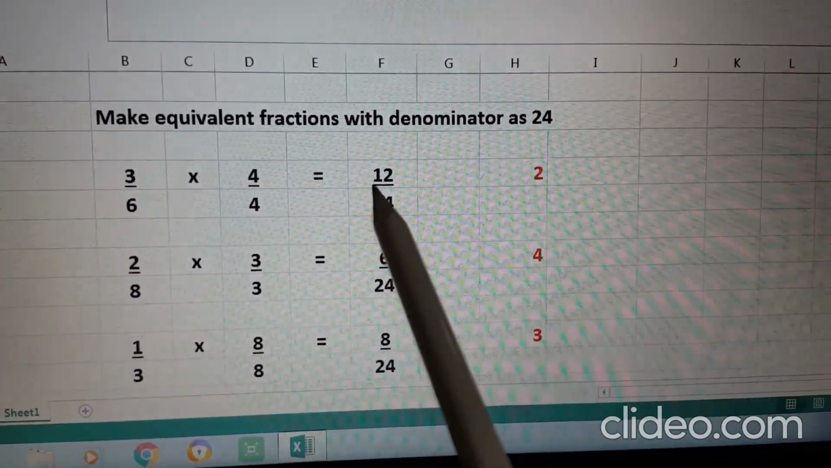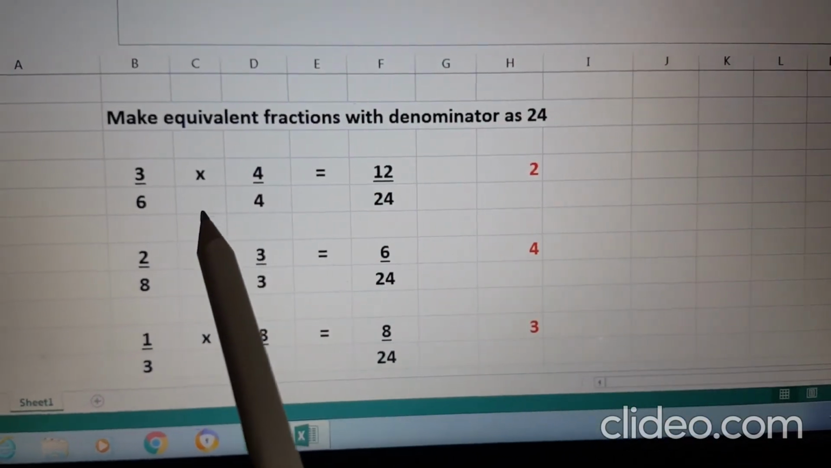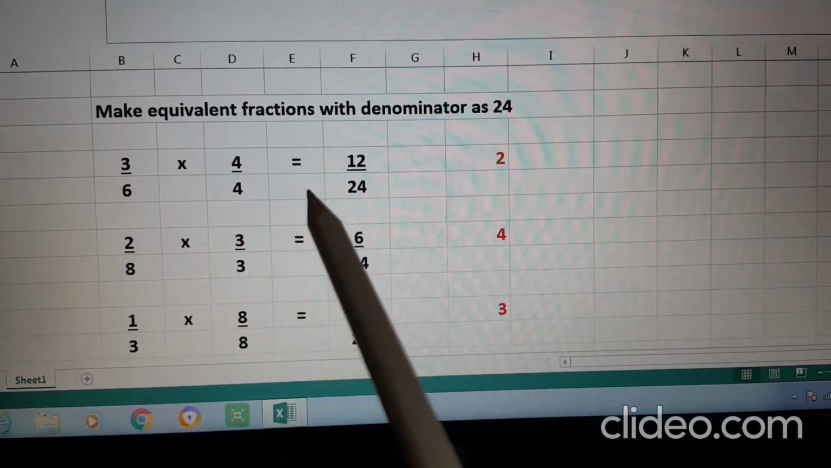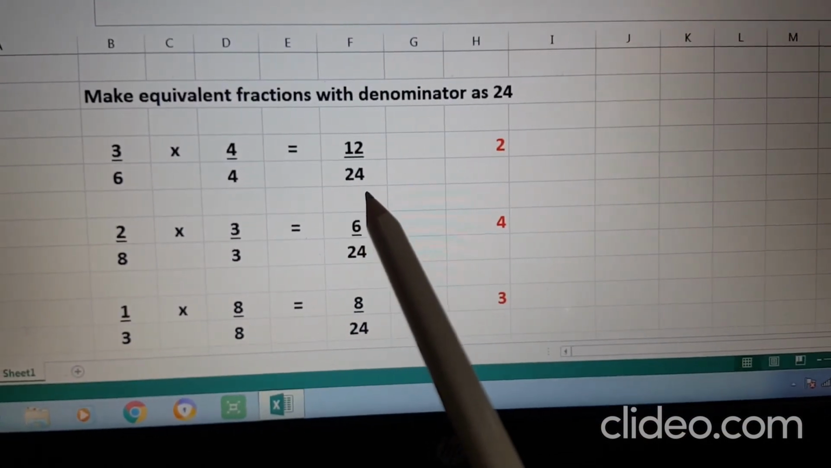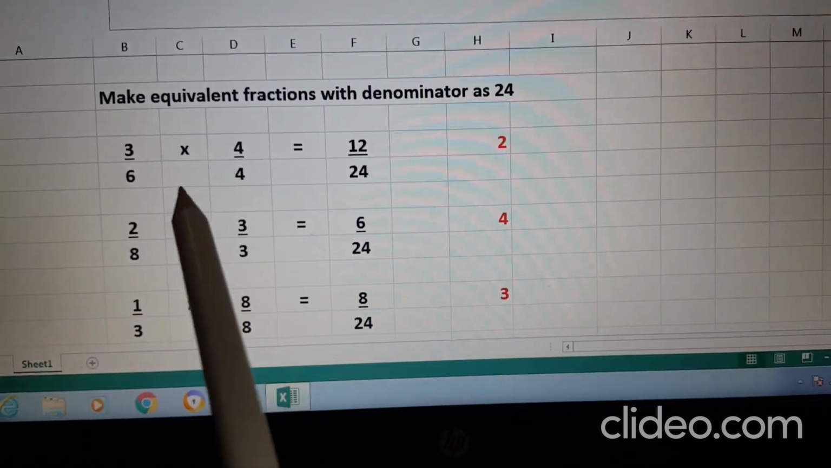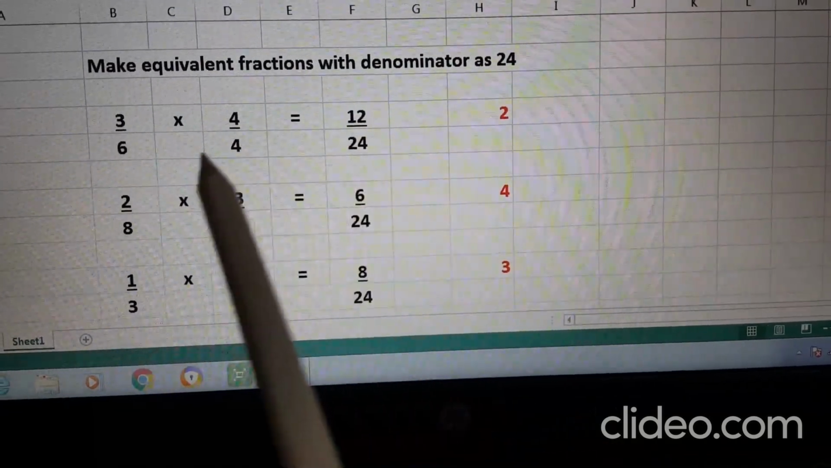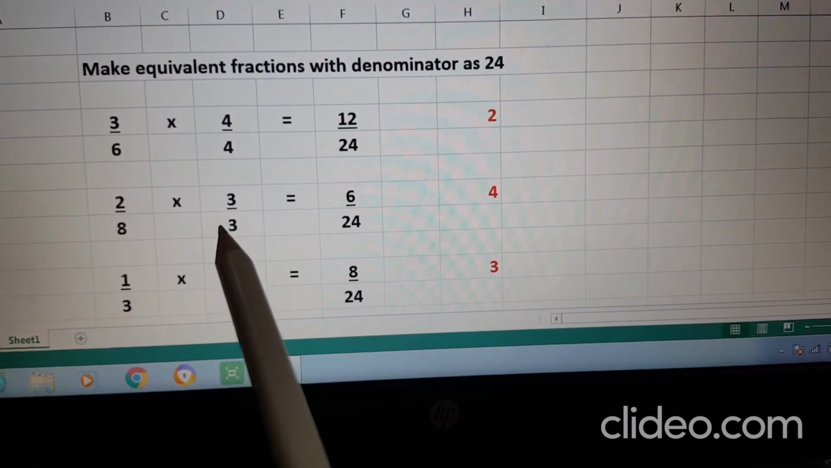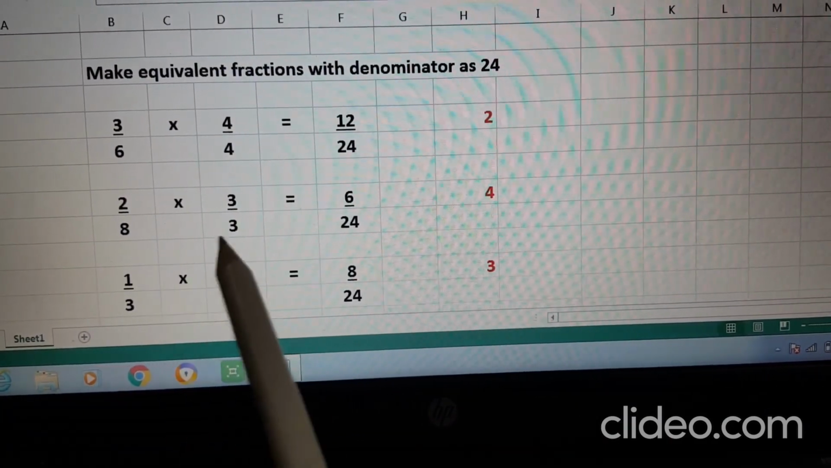Again we will make equivalent fractions with denominator as 24. So 3 upon 6, 2 upon 8, 1 upon 3 will be converted into equivalent fractions with denominator as 24. So 24 divided by 6 we get 4. So numerator and denominator both will be multiplied by 4. 3 fours are 12, 6 fours are 24. 24 divided by 8 is 3. So we will multiply numerator and denominator by 3 and 3. 2 threes are 6, 8 threes are 24.